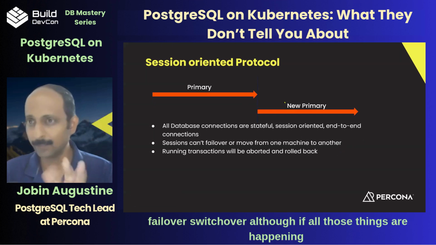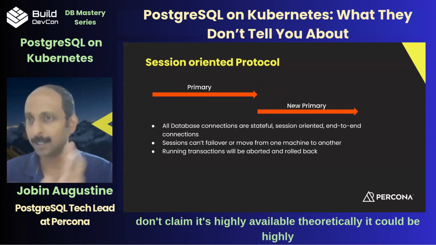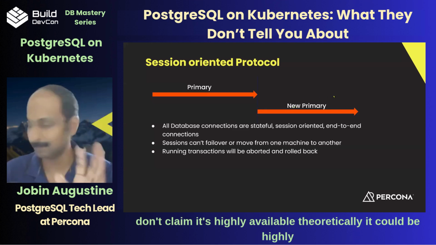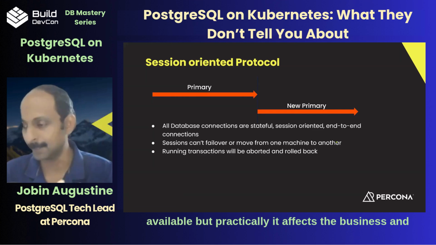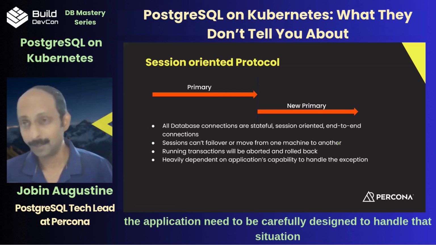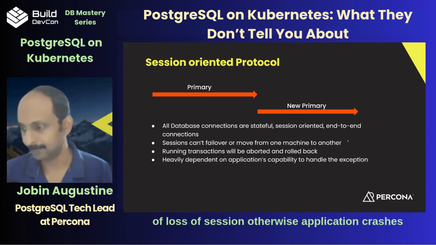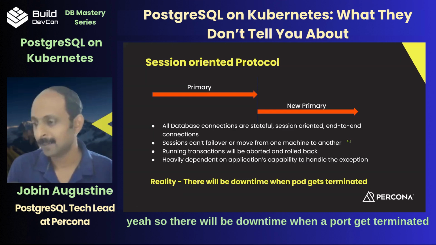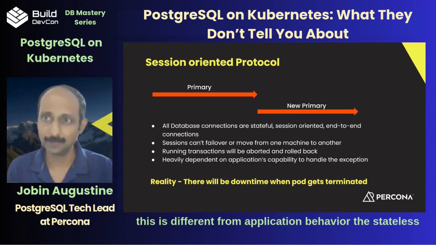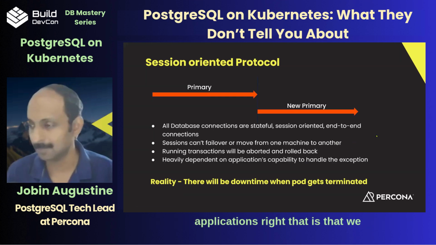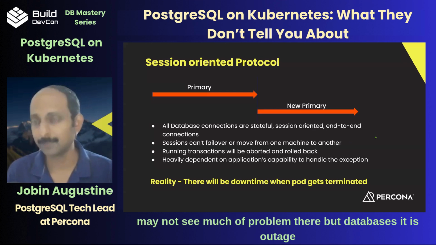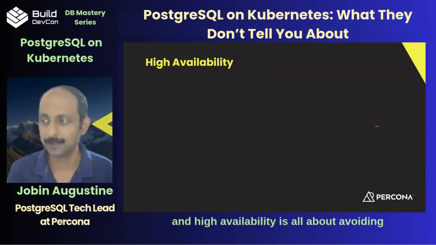So if frequent failovers and switchovers are happening, please don't claim it's highly available. Theoretically, it could be highly available, but practically it affects the business. And the application needs to be carefully designed to handle the situation of loss of session. Otherwise, the application crashes. Yes, there will be downtime when a pod gets terminated. This is different from the behavior of stateless applications, right? We may not see much of a problem there, but with databases, it is an outage.